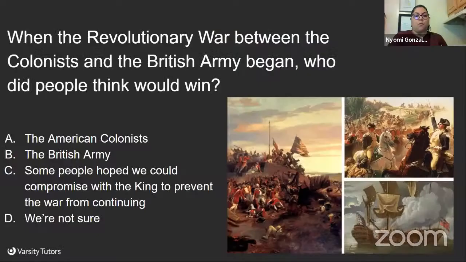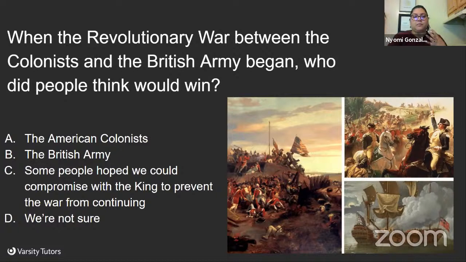So today we're going to be talking about science and spies, specifically during the Revolutionary War, right? The fight for independence. But before we start, I do have a question. When the Revolutionary War, which was 8 years from 1775 to 1783, between the colonists and the British Army, began, who do you think at that time would have won? The people that are living in the 13 colonies, the soldiers that are fighting for both sides, the people who are neutral, who don't want anything to do with the fight. During that 8 years, who do you think they thought would win?